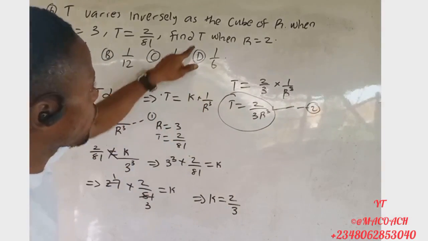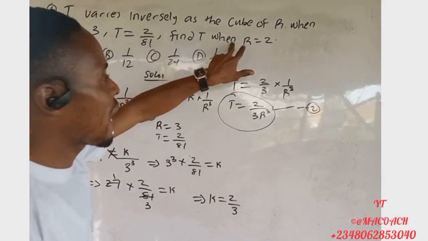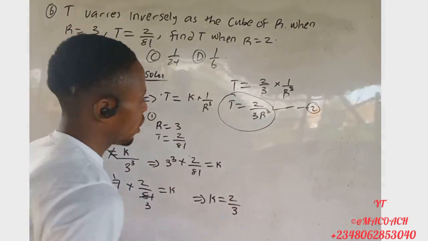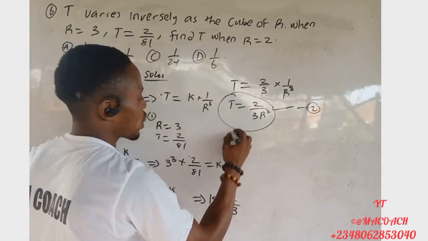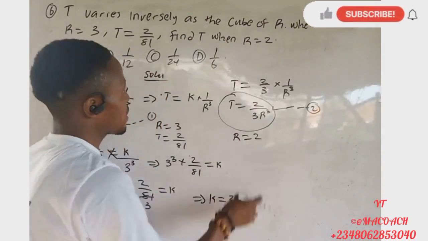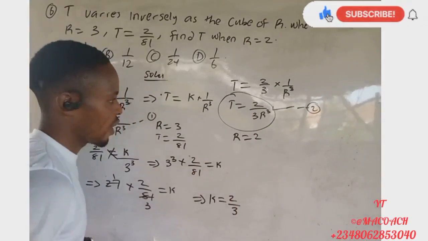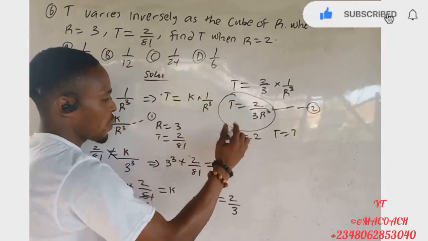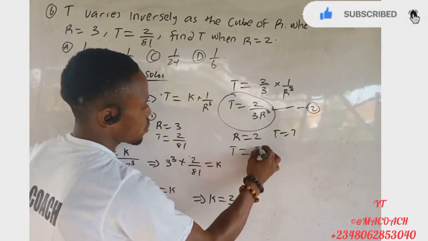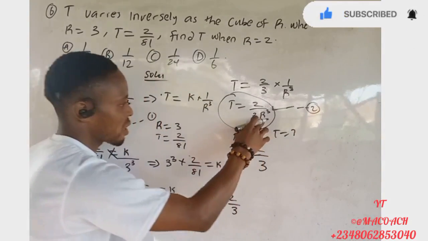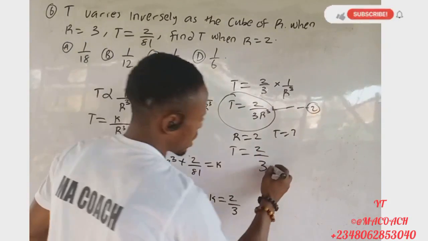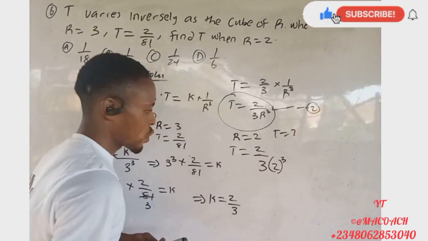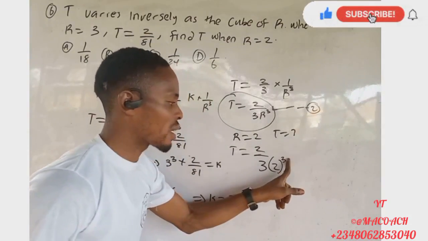So to find the value of t when r is equal to 2, we use equation 2. For equation 2, our r is equal to 2. So let's put it into equation 2 to get the value of t. We have t is equal to 2 over 3 multiplied by r raised to the power 3. Here r is 2 raised to the power 3, and 2 raised to the power 3 is 8.